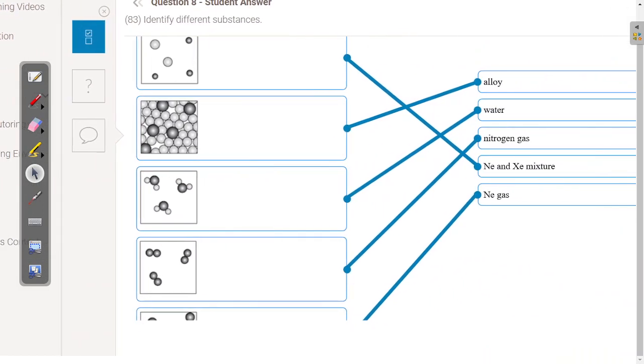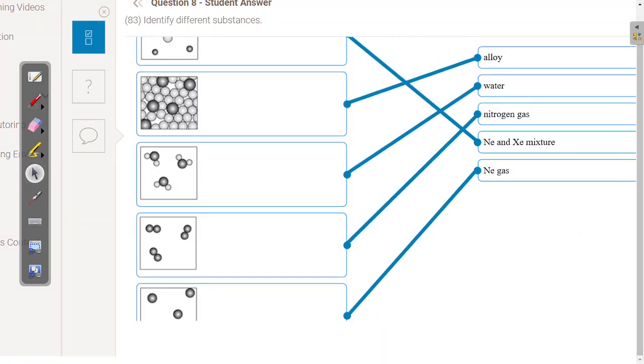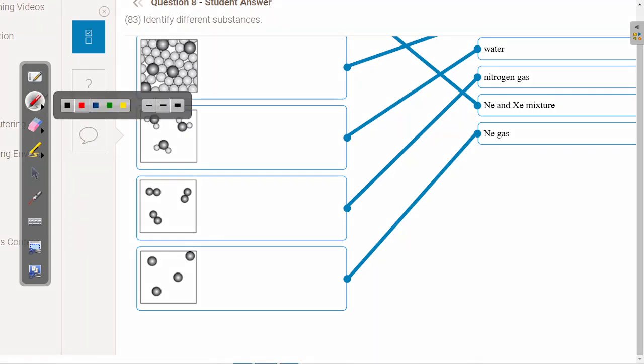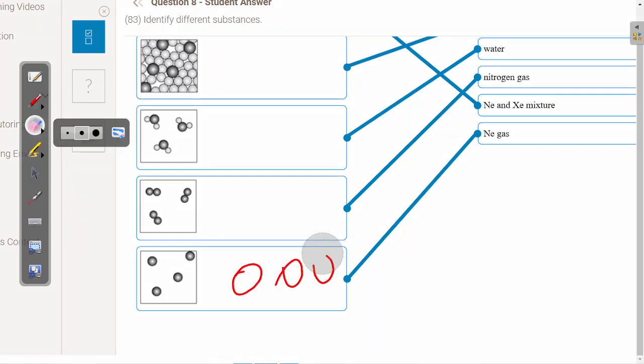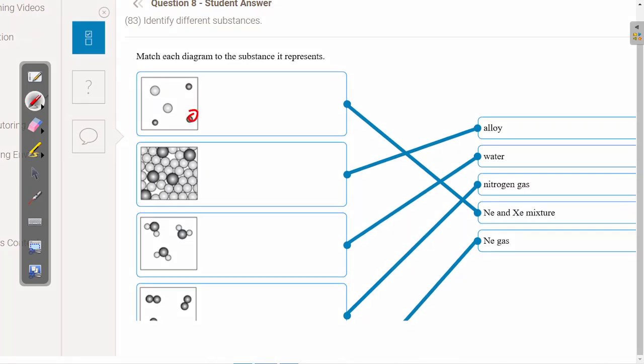And nitrogen gas, nitrogen is diatomic, it's N2, so it will be two next to each other, which is this one. See, there's two atoms next to each other. Ne gas, let's leave the Ne and Xe by its own. Ne gas will be by its own, one particle. It's monoatomic because it's group 8, right? It just stays on its own. So it will be like this, just by itself. And then Ne and Xe, which is here, there's two different particles.